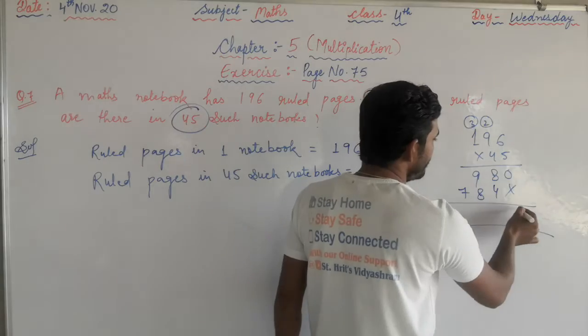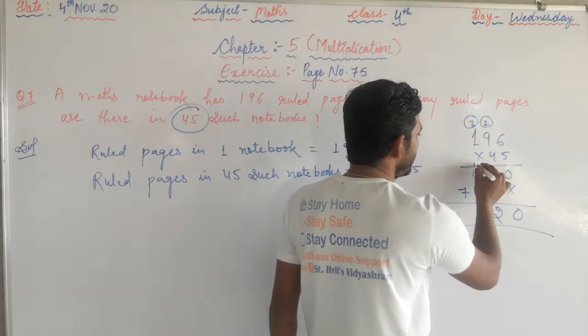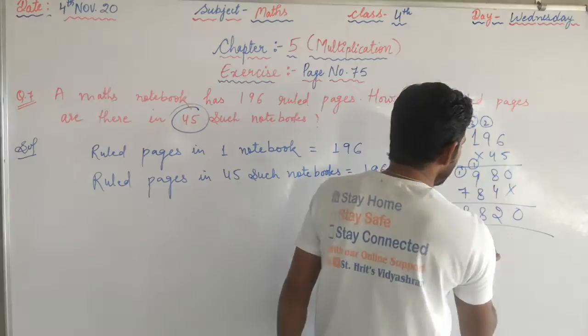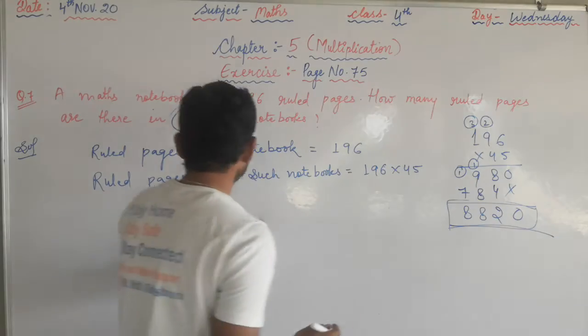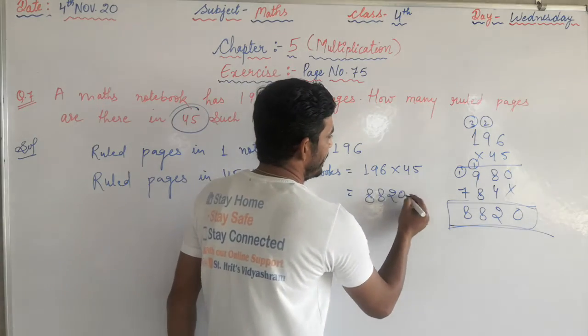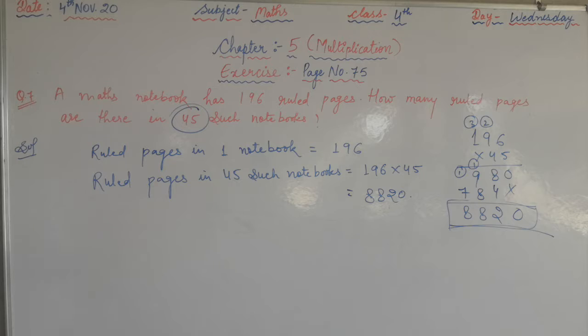Simply you have to add here: 0, 8, 4 is 12, 2 carry 1, 9 plus 1 is 10, 10 plus 8 is 18, 8 carry 1, 7 plus 1 is 8. So these are the pages in 45 such books, 8820.